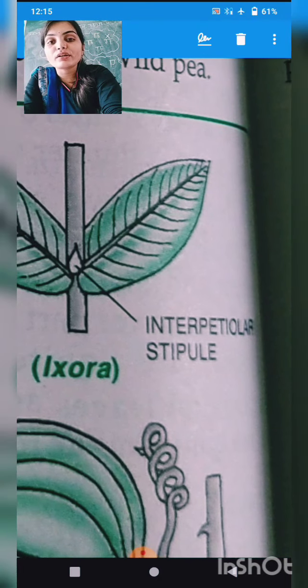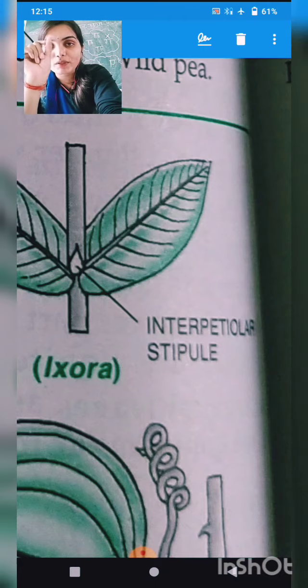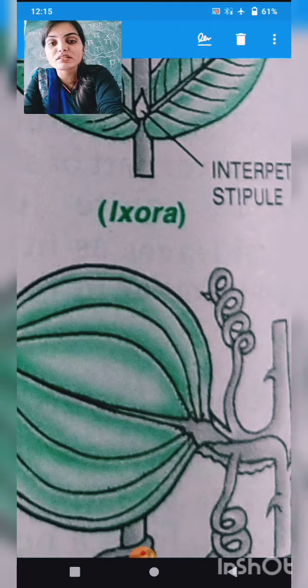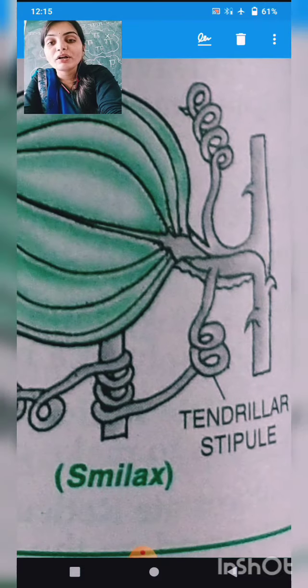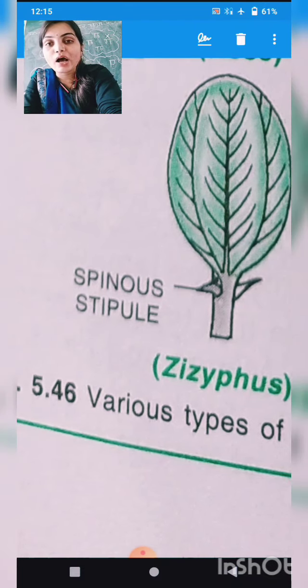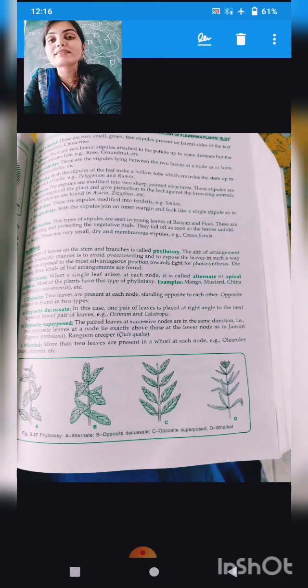Then you can see interpetiolar stipules, meaning this stipule is found in between the petioles. Then tendril stipules, where the stipules are modified into tendrils. Now spinous stipules, where the stipules form a spine-like structure. So basically stipules are the modified part of the leaf.